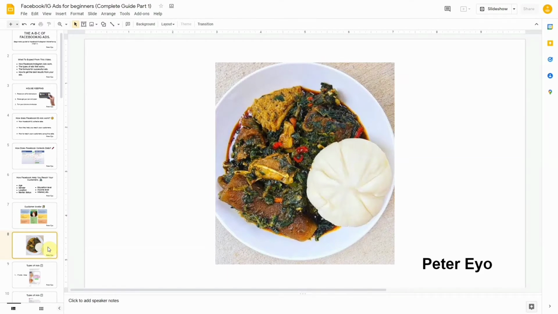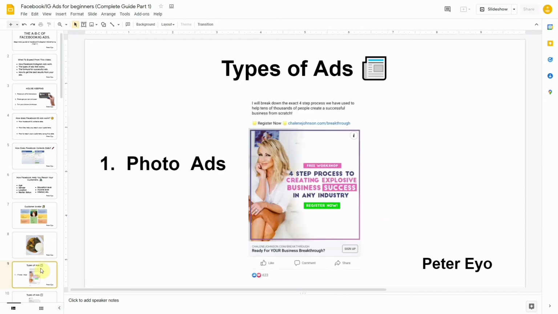Facebook just collects data of your customers who are interacting with your kind of business, who also indicate interest in your kind of business. And when you advertise your business on this platform, they will help you show your product and services to these your customers. So that's how it works. So let's look at the types of ads. There are so many kinds of ads.